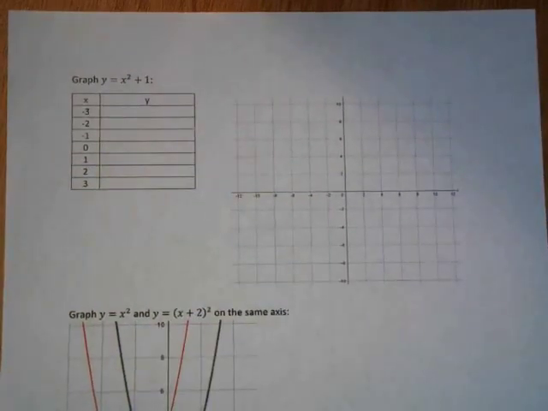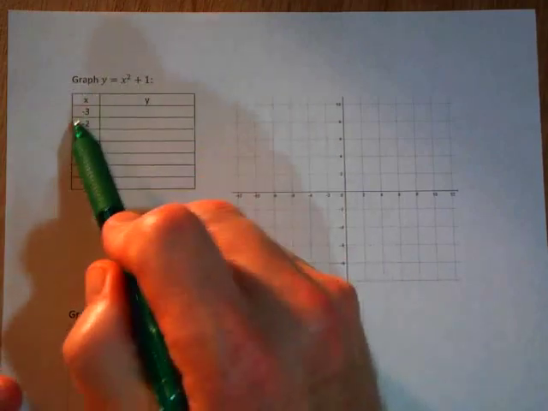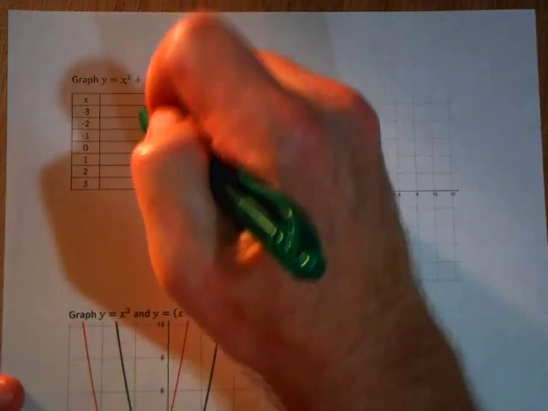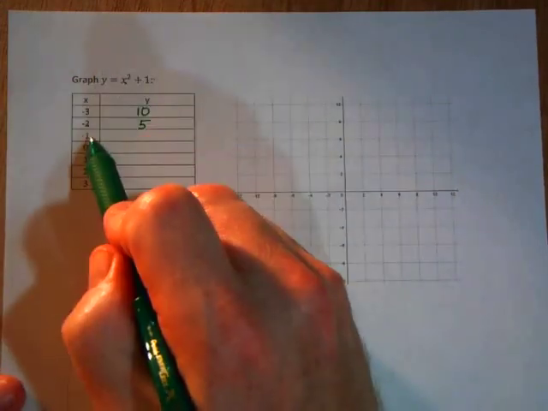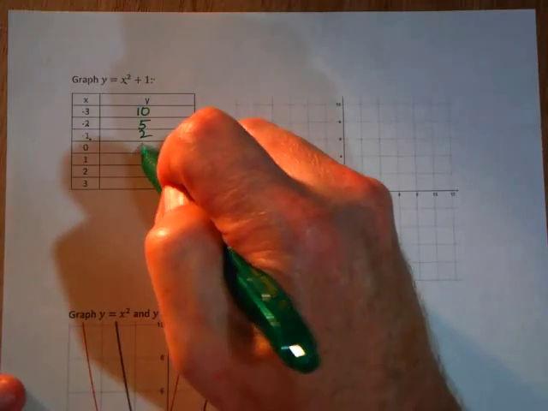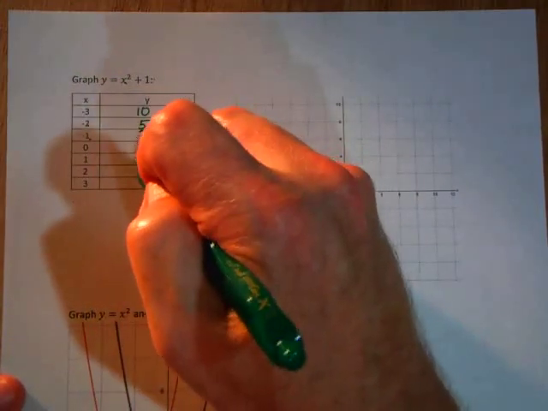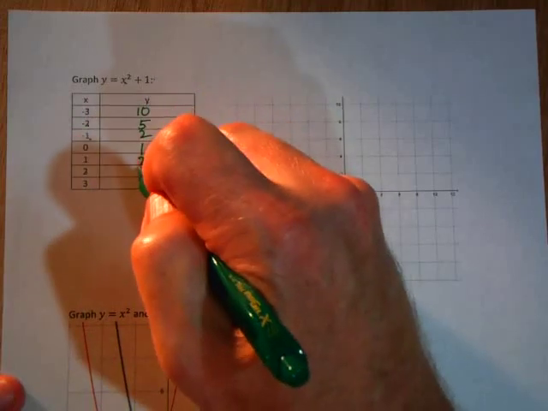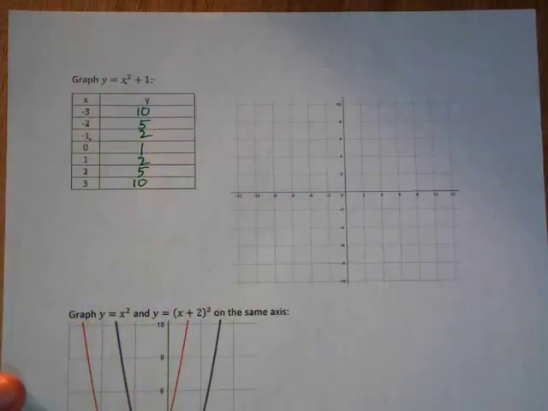Okay, let's take a look at y equals x squared plus 1. And you probably have a good idea of what's going to happen here, but let's work it out just to make sure. 9 plus 1 is 10. 4 plus 1 is 5. Plug in negative 1. 1 plus 1 is 2. 0 plus 1 is 1. 1 plus 1 is 2. Plug in 2. 4 plus 1 is 5. And then you get 10.